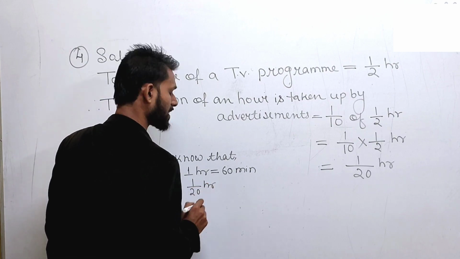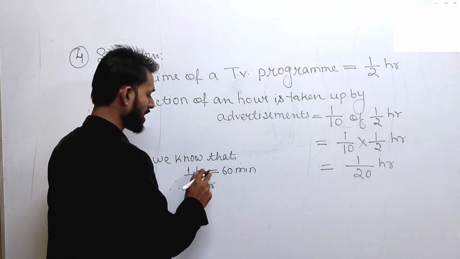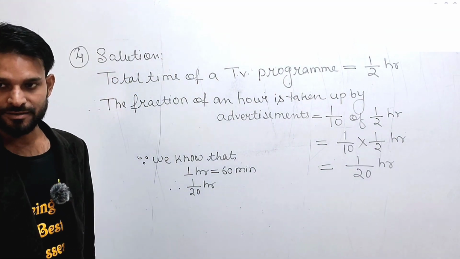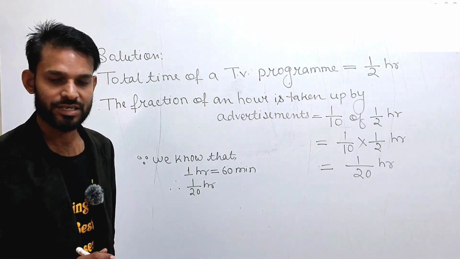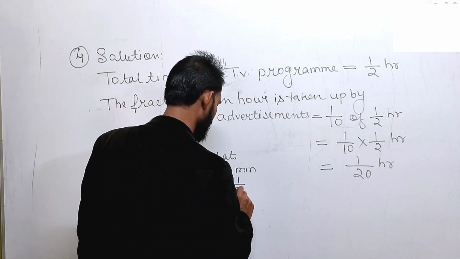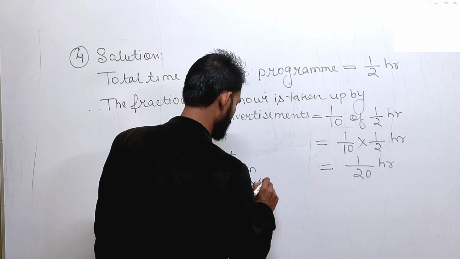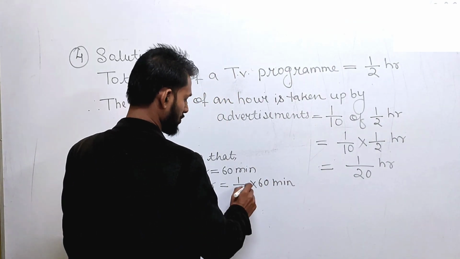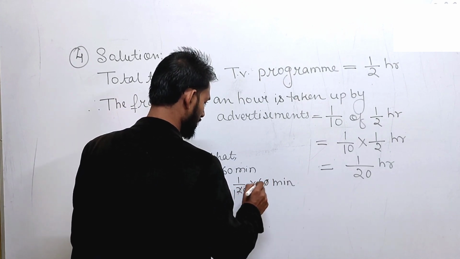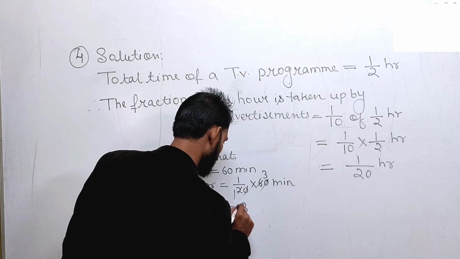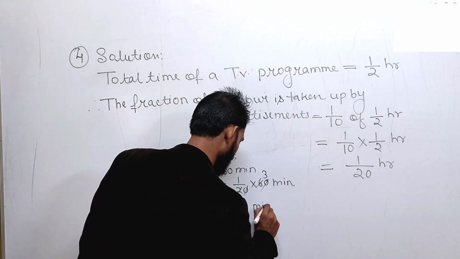1/20 hour को किस में convert करना है? मिनट में convert करना है. तो 1 hour अगर 60 मिनट होती है तो 2 hour बराबर क्या होगा? 2 into 60. 3 hour बराबर 3 into 60. So 1/20 hour is equal to 1/20 into 60. अब ये किस में convert हो गया? मिनट में. 0 0 cancel, 2 1 सर, 2 3 सर. Now 3 into 1, that is 3 minute.